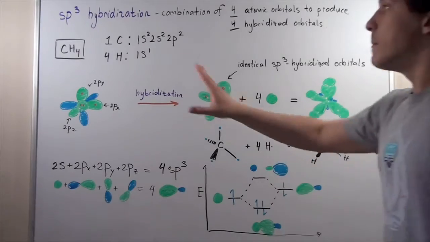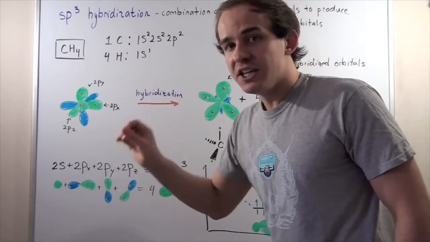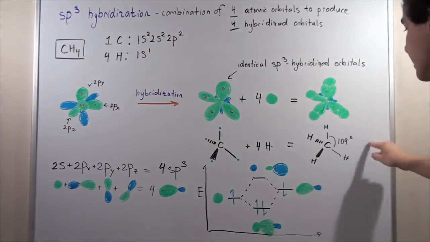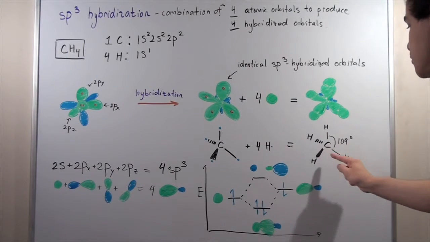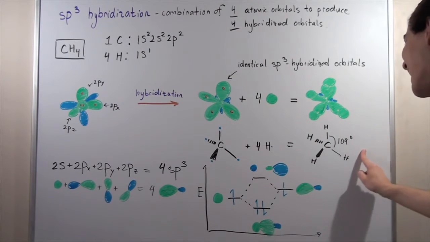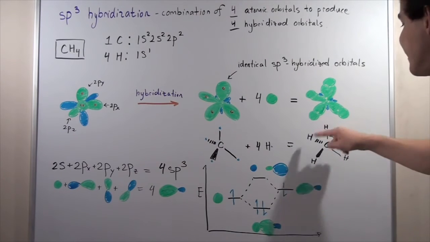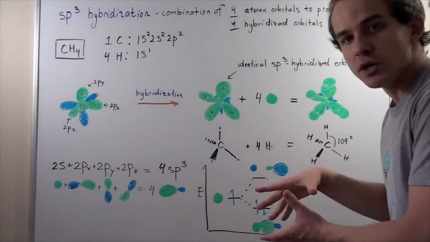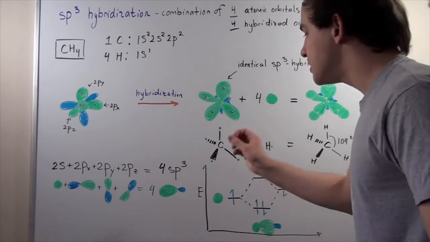Now, for our methane molecule, experimentally, we know that the bond angle between any two, CH and CH, is 109 degrees. And this takes the form of a tetrahedron. So now let's look at the energy diagram.